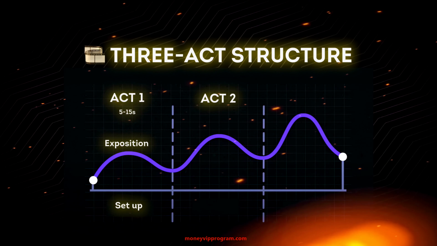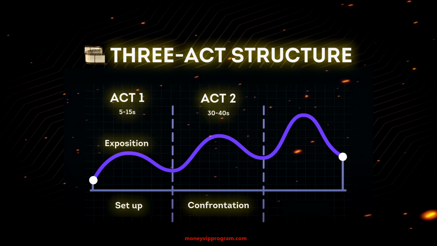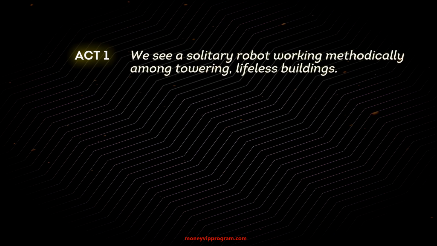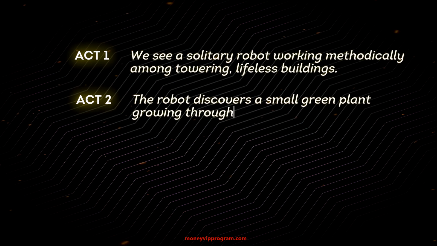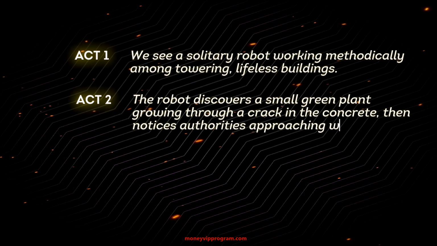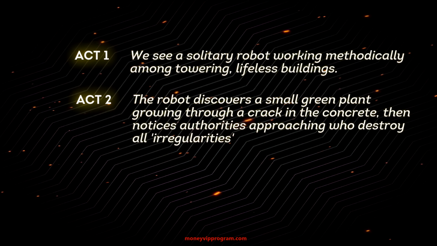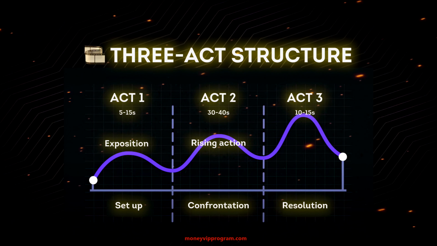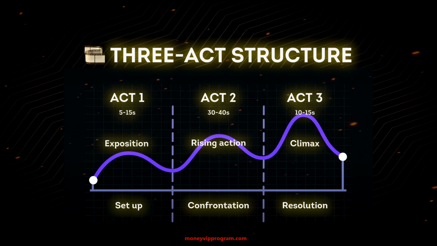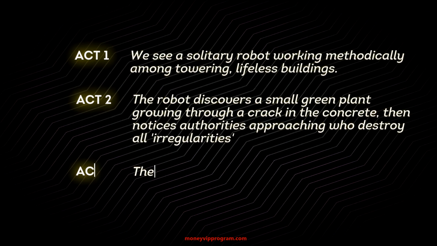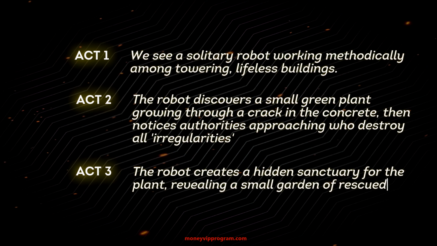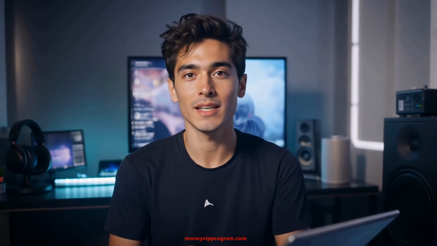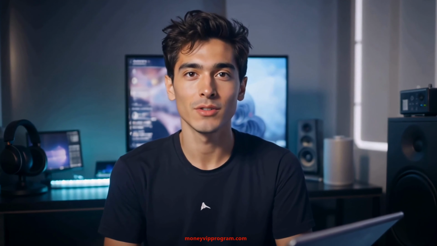Act 2, confrontation, 30 to 40 seconds. Introduce the central problem, challenge, or discovery. Example. The robot discovers a small green plant growing through a crack in the concrete, then notices authorities approaching who destroy all irregularities. Act 3. Resolution, 10-15 seconds. Provide the conclusion, transformation, or revelation. The robot creates a hidden sanctuary for the plant, revealing a small garden of rescued plants it has been secretly tending. Now look at your synopsis and identify what can be a simple 3-act structure in your story.